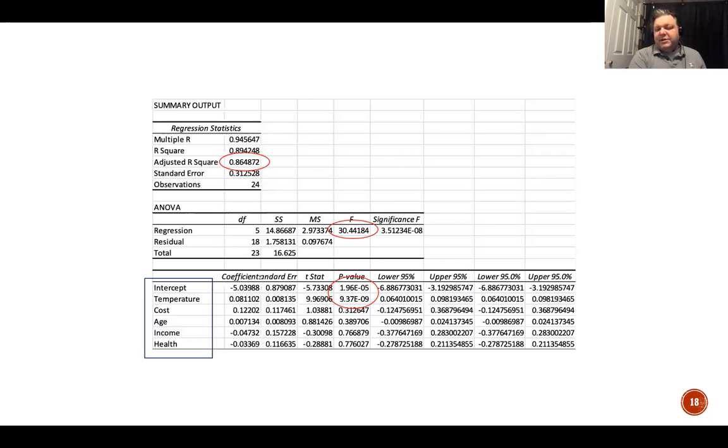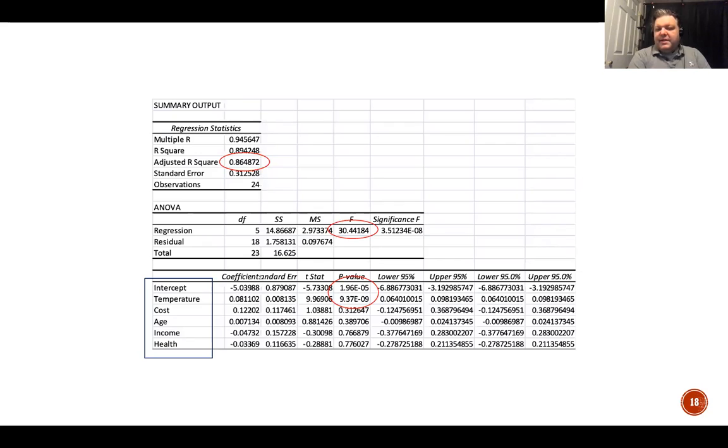So we'll put them into the equation. We'll take the coefficient and then we'll multiply it by the variable. So our equation is going to be minus 5.039, that's the first column in that table for the intercept, plus 0.081 times whatever the temperature is, plus an error term.